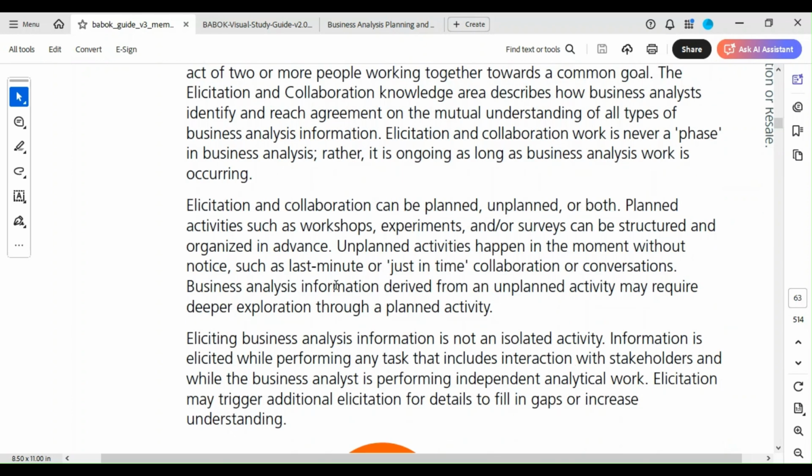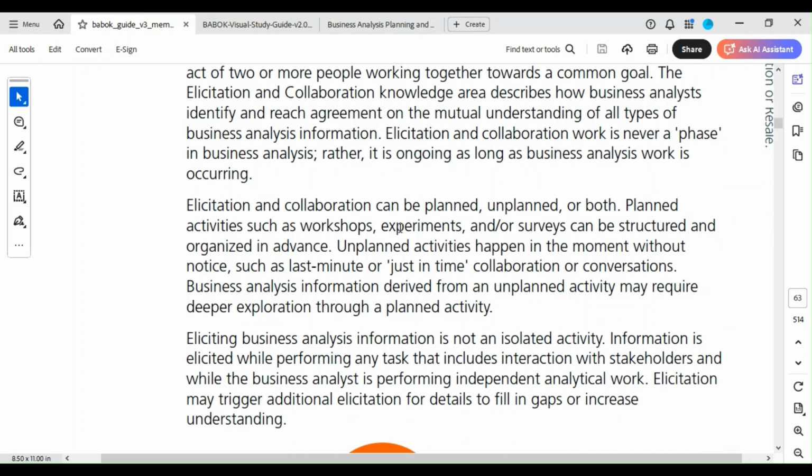Elicitation and collaboration can be planned, unplanned, or both. For example, you are walking down the staircase, you meet your stakeholder somewhere and say, we talked about this, what do you think about this? You are just throwing out ideas. Or you can schedule it as a meeting, so it could be both ways.